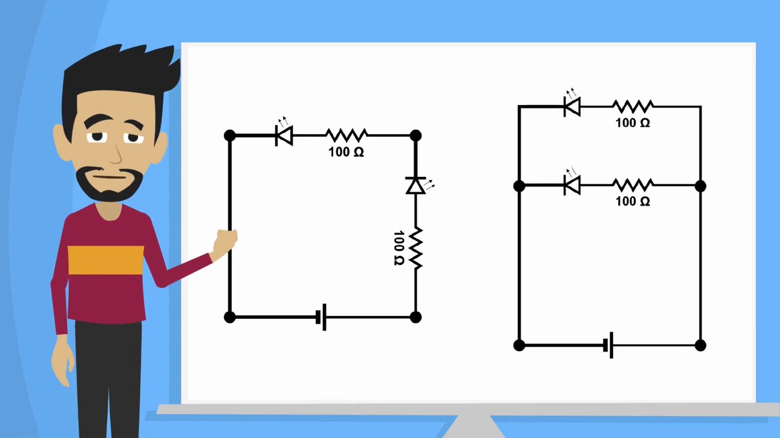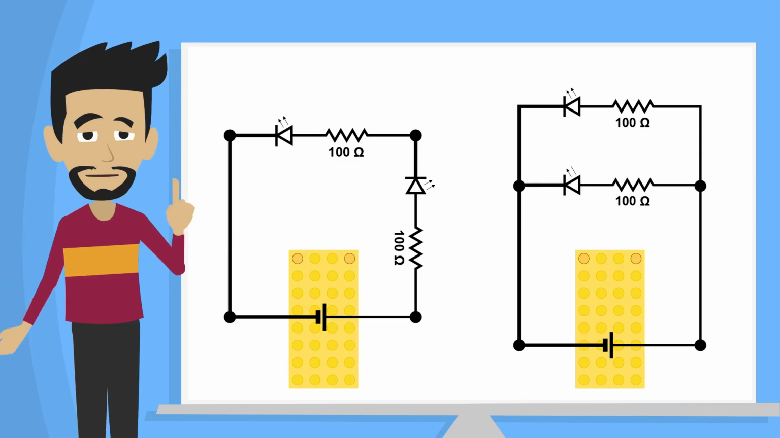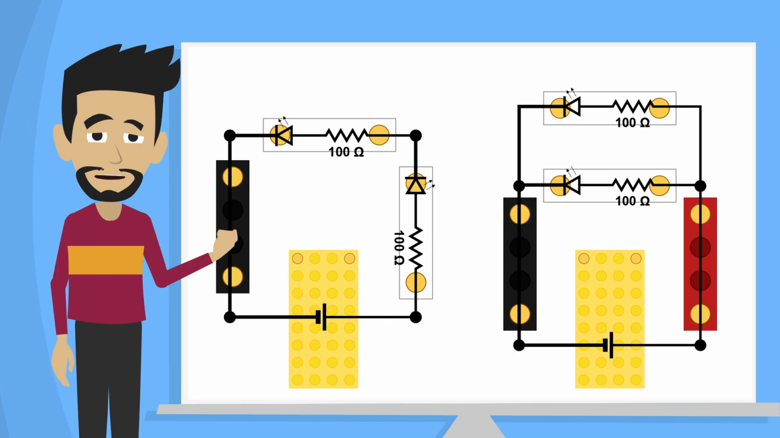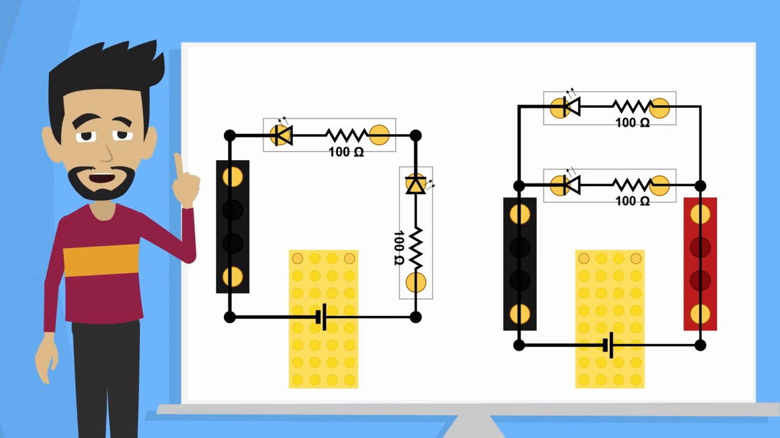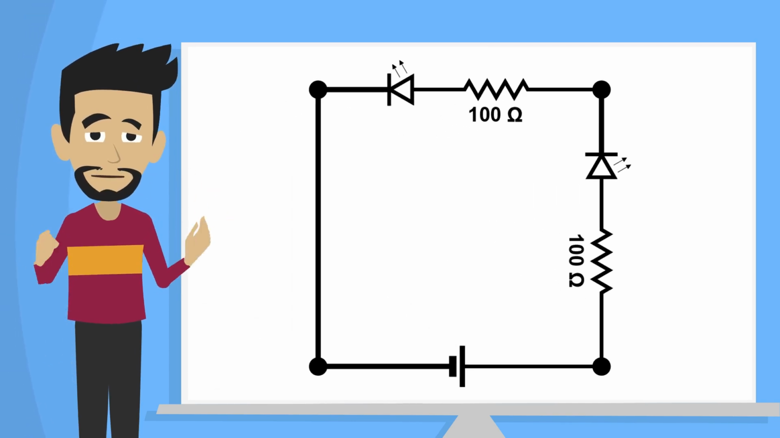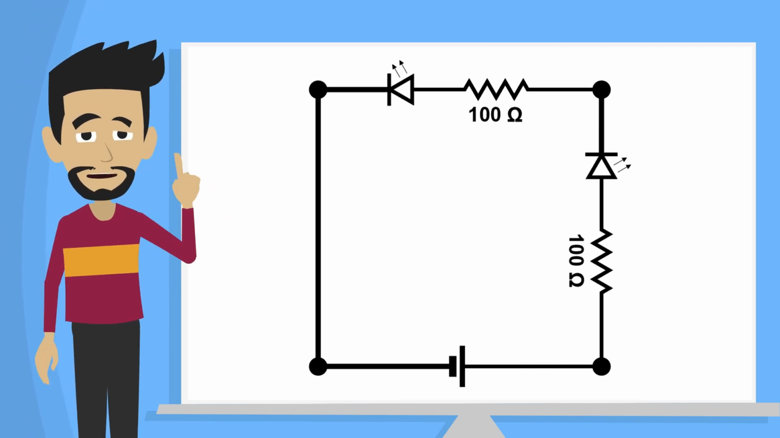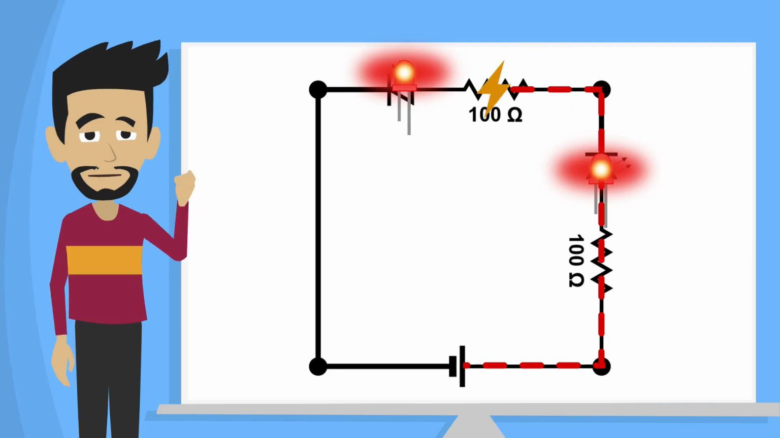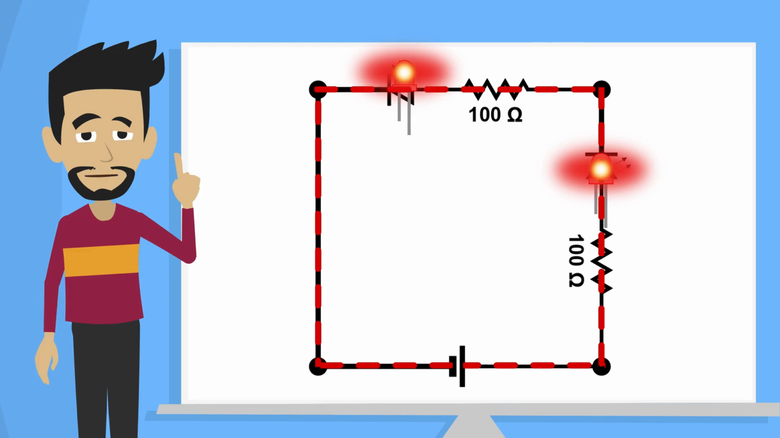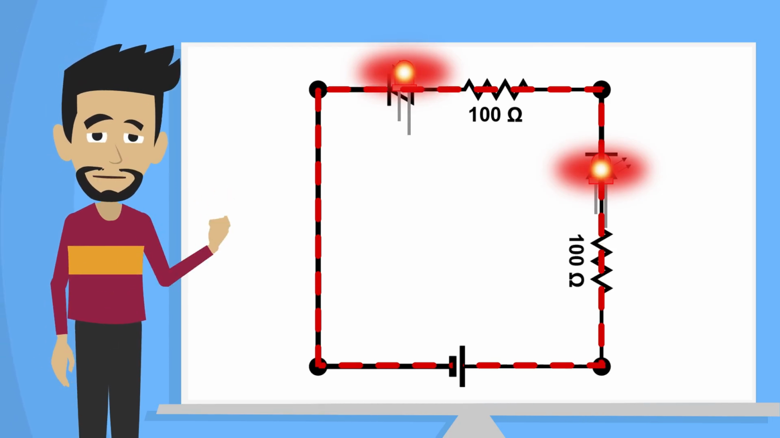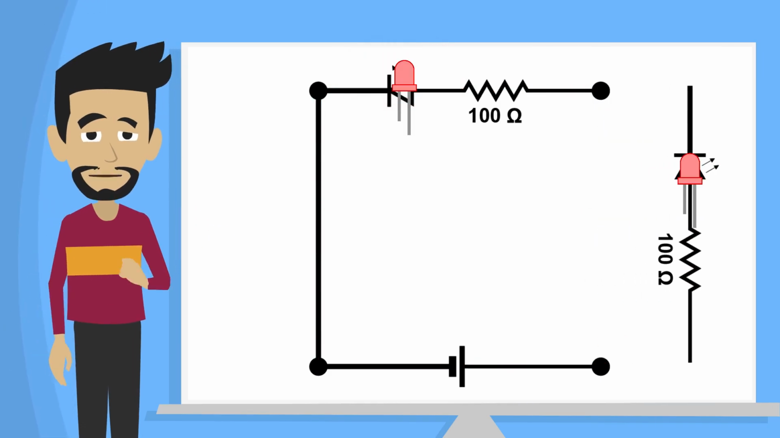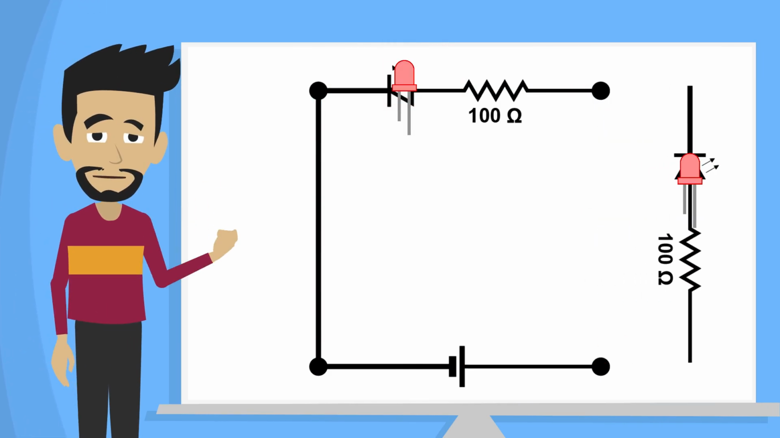Let's look at these two circuits. They both have the same battery, the same two LEDs, and wires to connect them. But because these arrangements are different, the electricity will behave differently. This first circuit is called a series circuit. It's called series because the components, in this case LEDs, are lined up one after the other. All of the components in the same line have to share the same electric path. If I remove one LED, it creates an open circuit and the current will stop flowing.